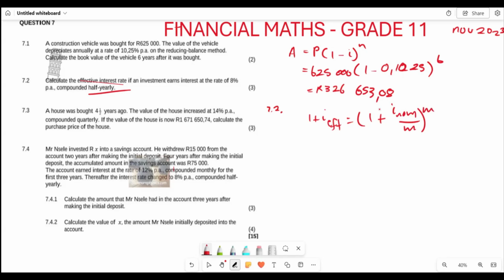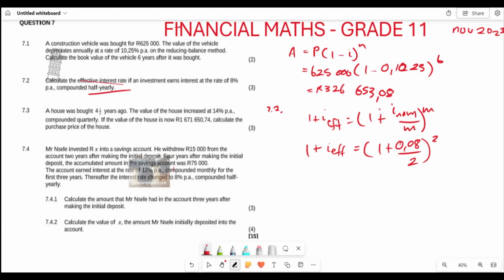And now what is it that you're going to have here? This is 1 plus i effective, which is going to be the same as 1 plus, what is the nominal rate that you are given? They said it's 8%, which means it's 0.08 divided by m, and the m here represents the compounding period, right? So this is compounded, is it quarterly? Let's see. Oh, it's half yearly. Why am I saying quarterly? It's compounded half yearly, which means it's twice per year. So that's basically going to be that one.